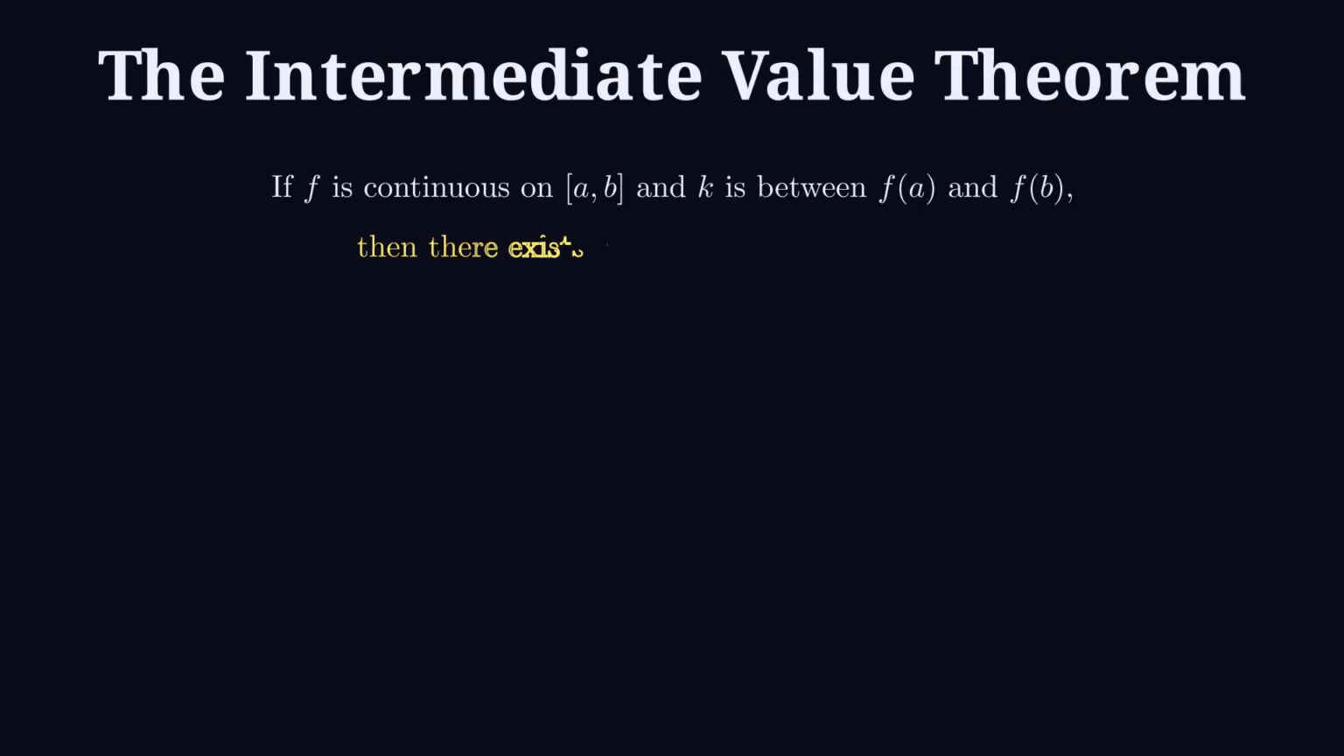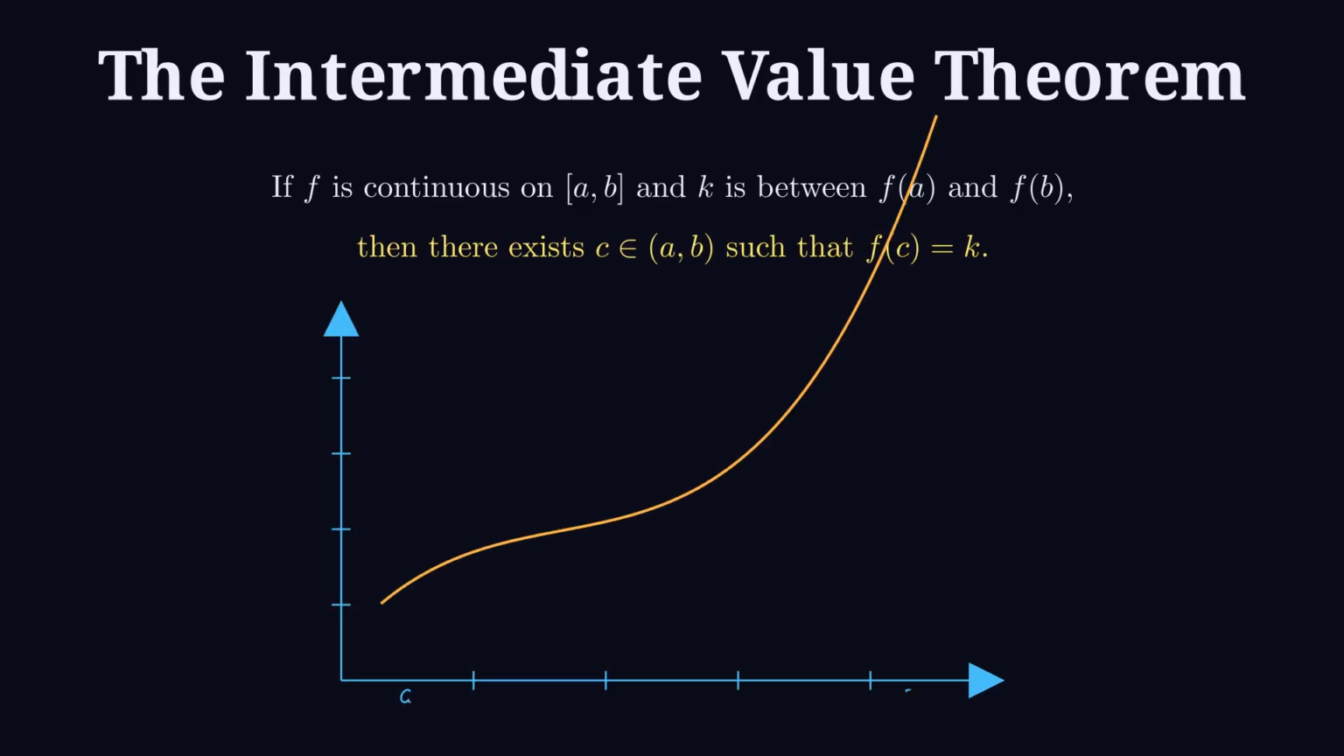A function is continuous on an open interval if it is continuous at every single point inside that interval. For a closed interval [a, b], we also require continuity from the right at a and from the left at b. The good news is that most familiar functions are continuous everywhere on their domains.